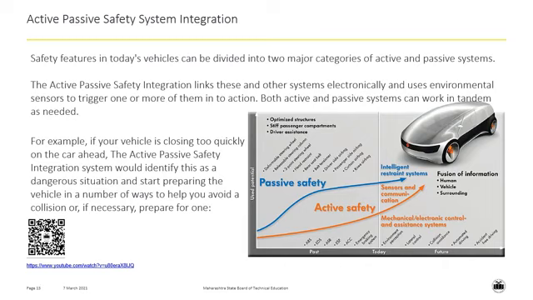Now let us see how the integration of active system and passive system is done. As now you know, safety features in today's vehicle can be divided into two major categories of active and passive systems. The active-passive system integration links these and other systems electronically and uses environmental sensors to trigger one or more of them into action. Both active and passive can work in tandem as needed. For example, if your vehicle is closing too quickly on the car ahead, the active-passive safety integration system would identify this as a dangerous situation and start preparing the vehicle in a number of ways to help you avoid a collision or, if necessary, prepare for one.